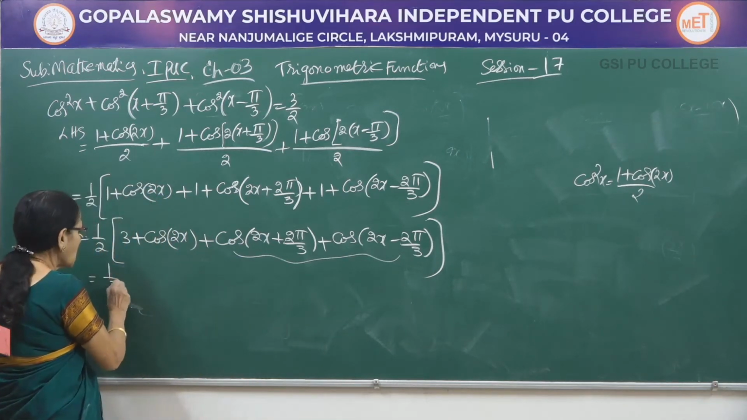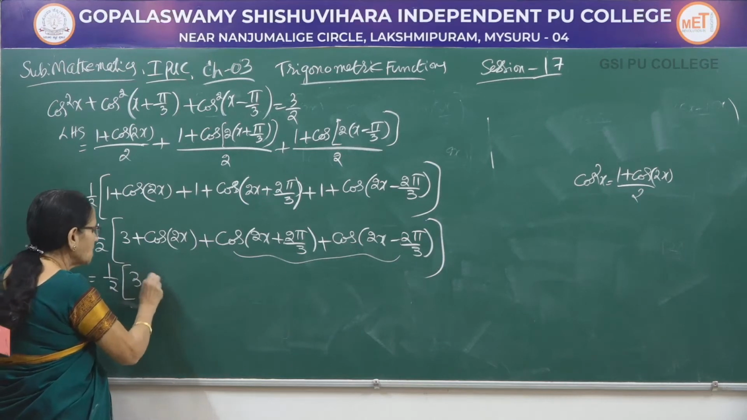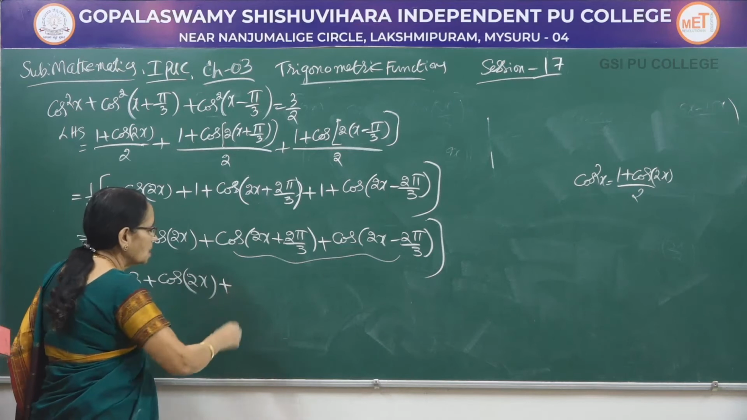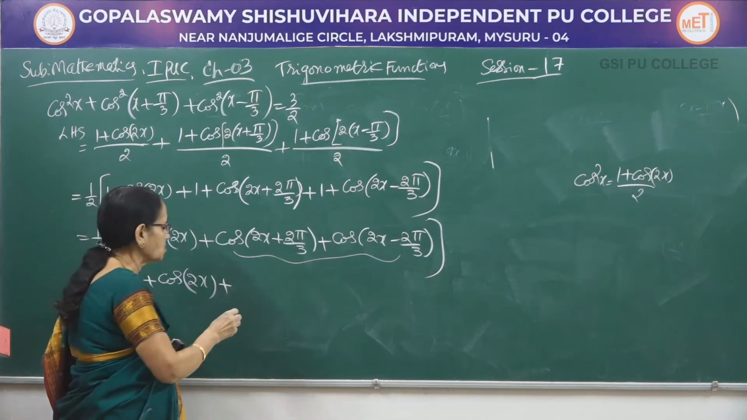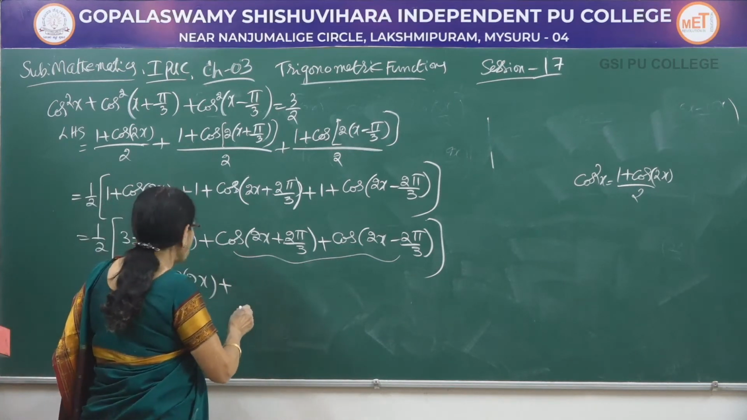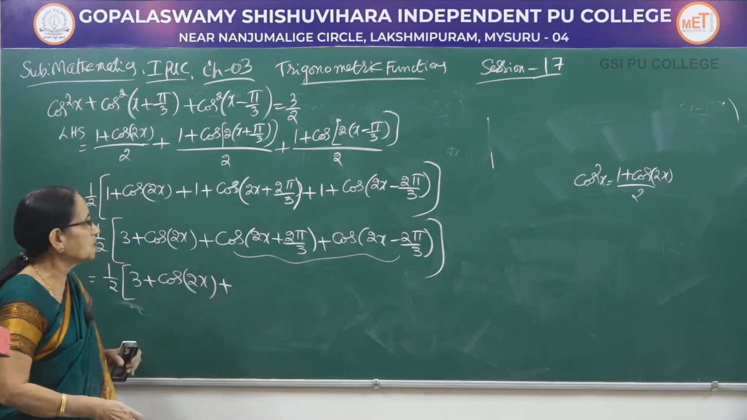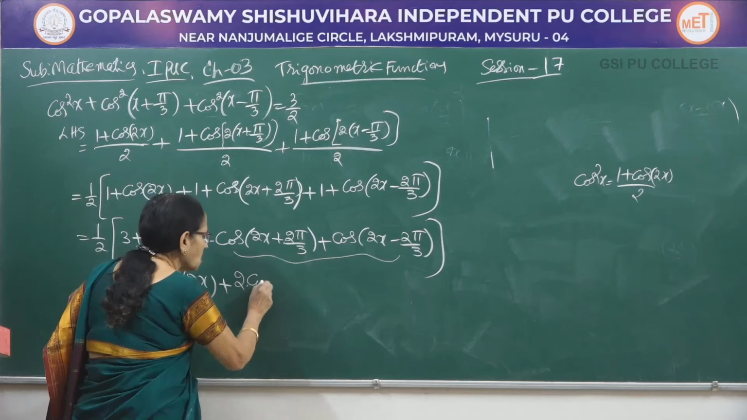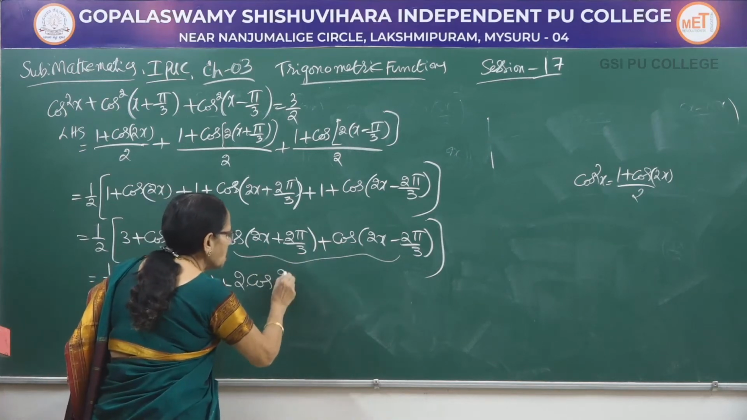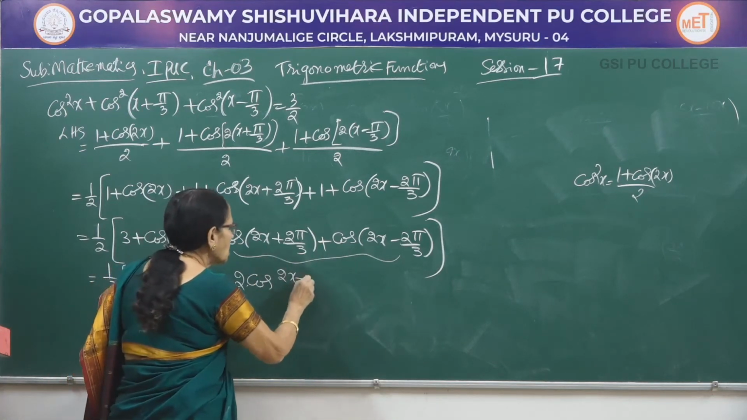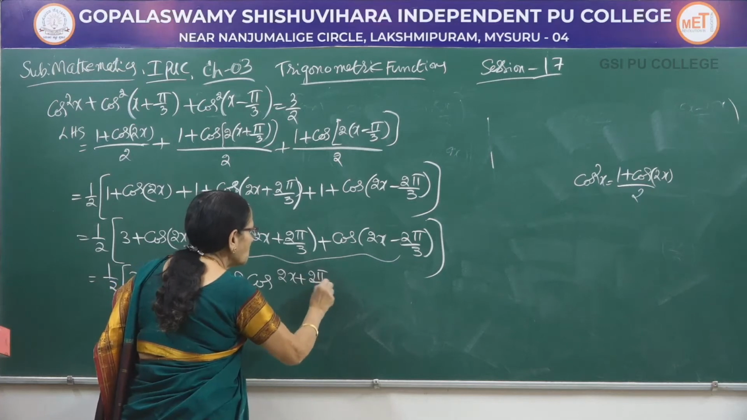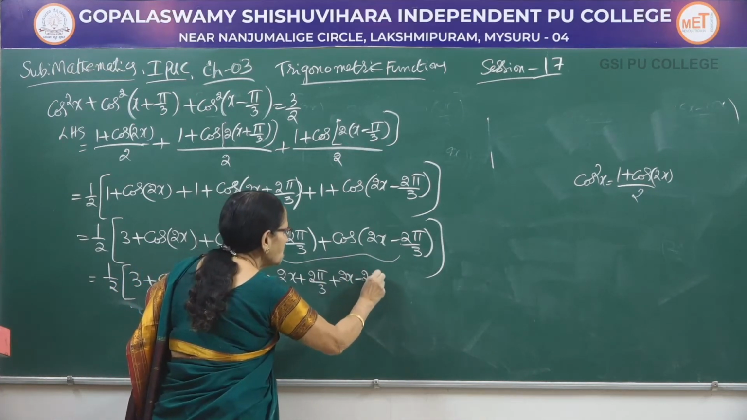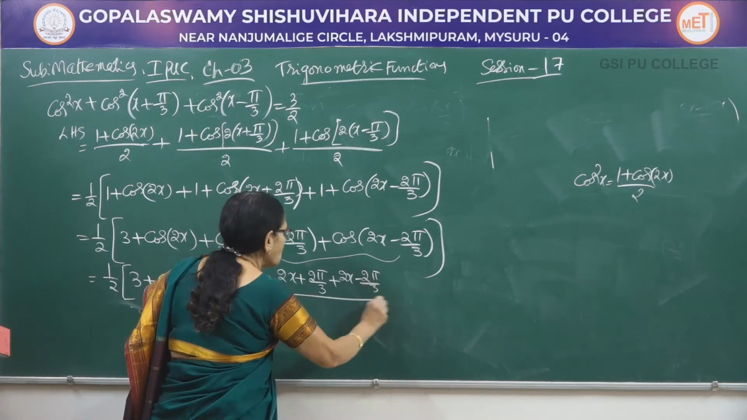So it is half of 3 plus, keep this cos of 2x as it is, and this is cos C plus cos D. How do you write this one? What's the value? It is 2 times cos of (C plus D), that is, 2x plus 2 pi by 3 plus 2x minus 2 pi by 3, divided by 2.